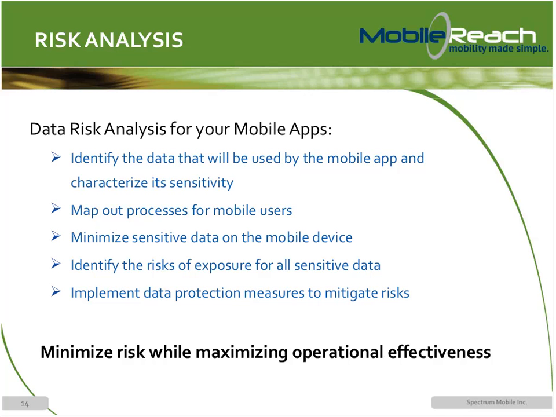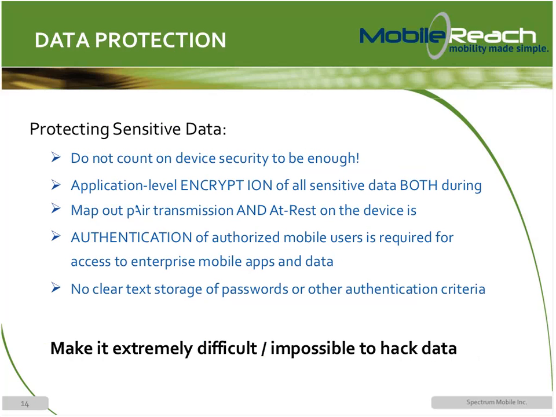So it's important. So I've come up with these steps in order to analyze the risk. Identify the data that's going to be used by the mobile applications, and understand how sensitive it is. It goes back to those previous questions. What happens if the data gets exposed? What's the risk to the organization? Map out processes for your mobile users and really think about whether sensitive information is required for the mobile user to do their job effectively. And then once you've minimized the sensitive data on that device, you implement data protection measures to protect data and minimize the risk of the data being accessed by unauthorized users so that it doesn't get exposed.